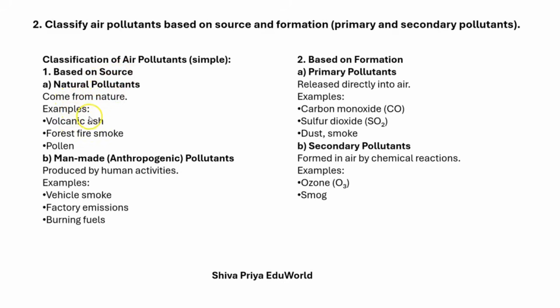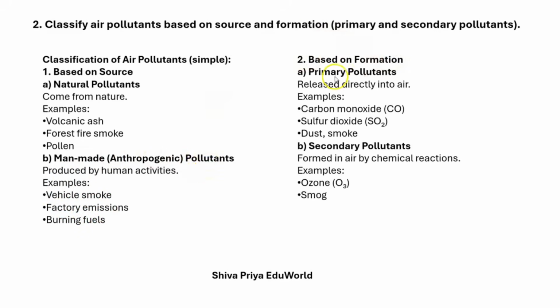For example, volcanic ash, forest fire smoke and pollen come from nature. That is why these are natural pollutants. Clear? Here nature is involved: the volcanic ash, the forest fire smoke and pollen as well. Man-made, the artificial pollutants, are produced by human activities, chemical reactions and smoking. I'll tell you the examples: vehicle smoke, factory emission, burning the fuels.